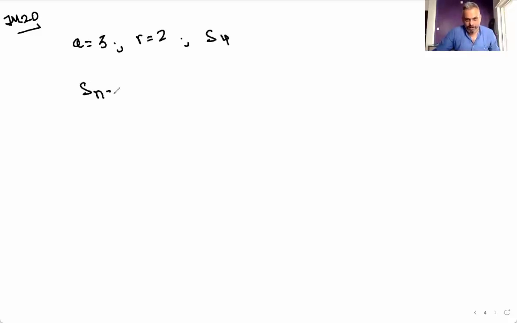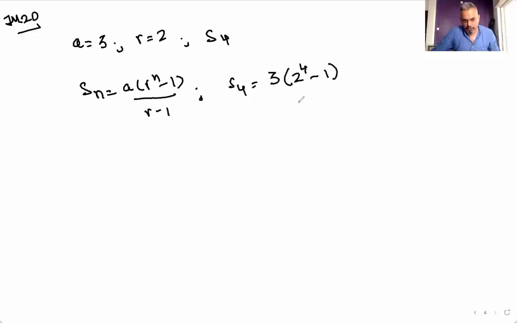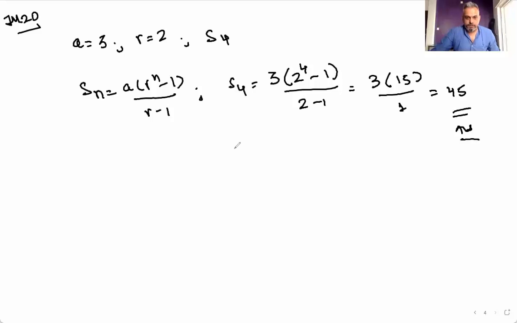So first always write the formula, A into R raised to n minus 1 upon R minus 1. So S4 is equal to A is 3, R is 2, raised to n is 4 minus 1 upon R minus 1, which is 3, 2 raised to 4 is 16, minus 1 is 15 upon 1, which is equal to 45. So S4 is equal to 45.